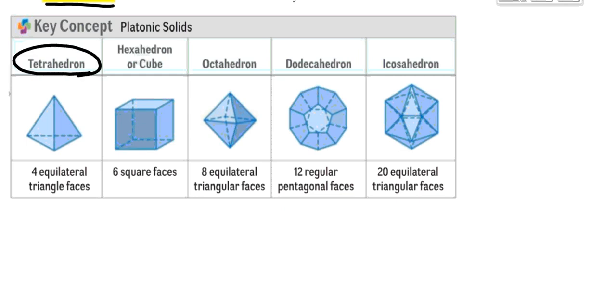A tetrahedron is a triangular pyramid made out of 4 equilateral triangle faces. And I don't think any of mine are tetrahedrons. I have several of them, and this one you can tell is definitely not a tetrahedron. So this is the triangle, and that is probably an equilateral triangle.